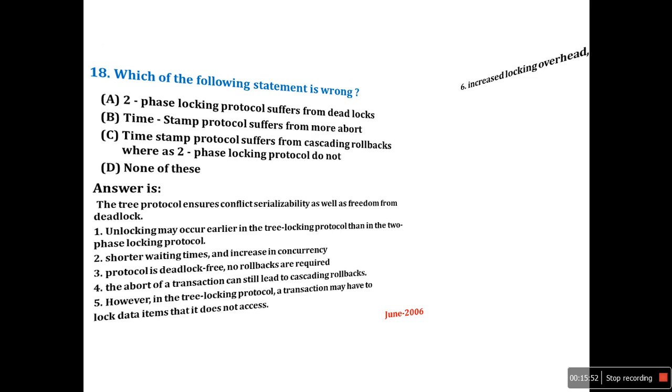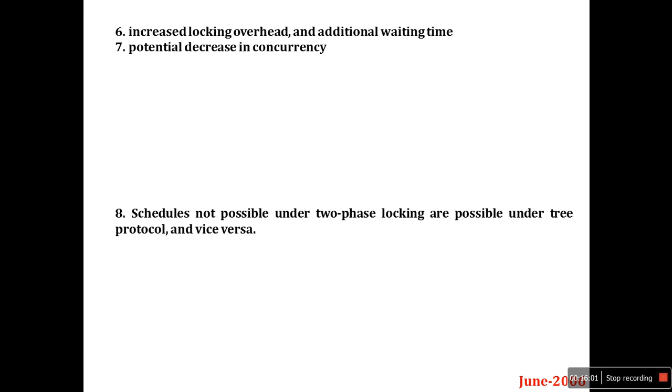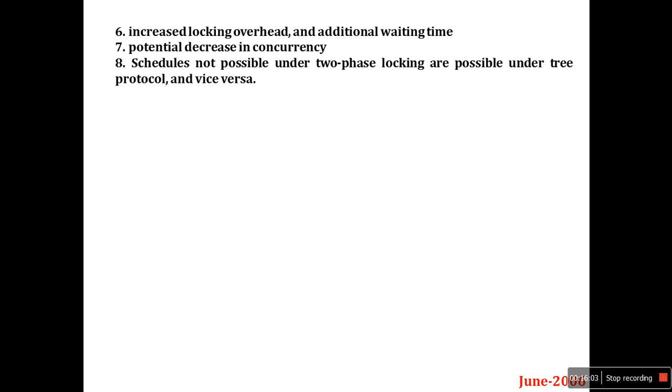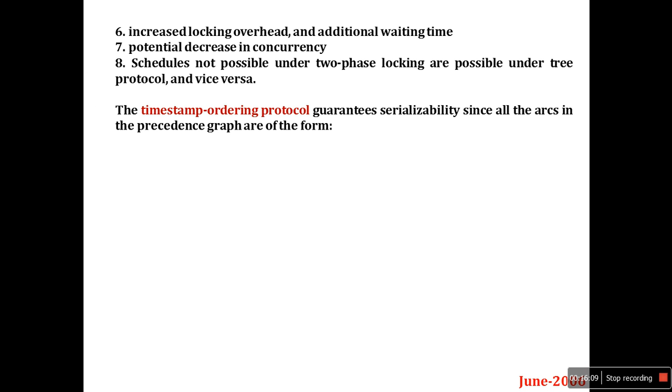Now we'll look at the sixth one: increased locking overhead and additional waiting time, potential decrease in concurrency, and schedules not possible under two-phase locking are possible under the tree protocol and vice versa. These are all points related to two-phase locking.